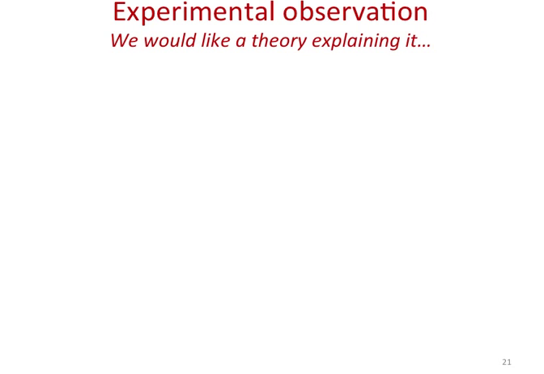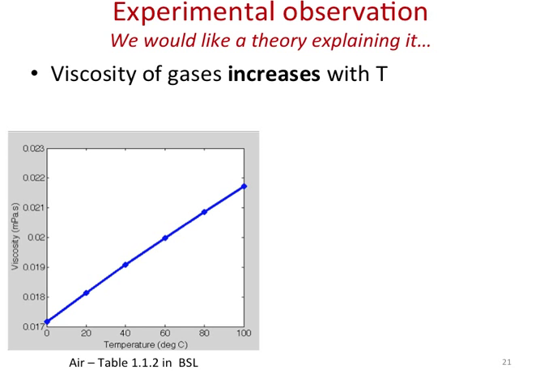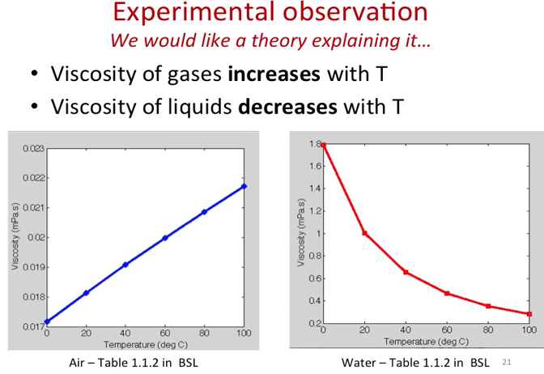Now, those are experimental observations. There is a table 1.1-2 in BSL for air, with temperatures from 0 to 100 degrees, and you can see a sort of linear increase for this particular fluid. And for liquids, for water, with similar temperature ranges, if you plot those, you will see that it decreases. So these are experimental observations.